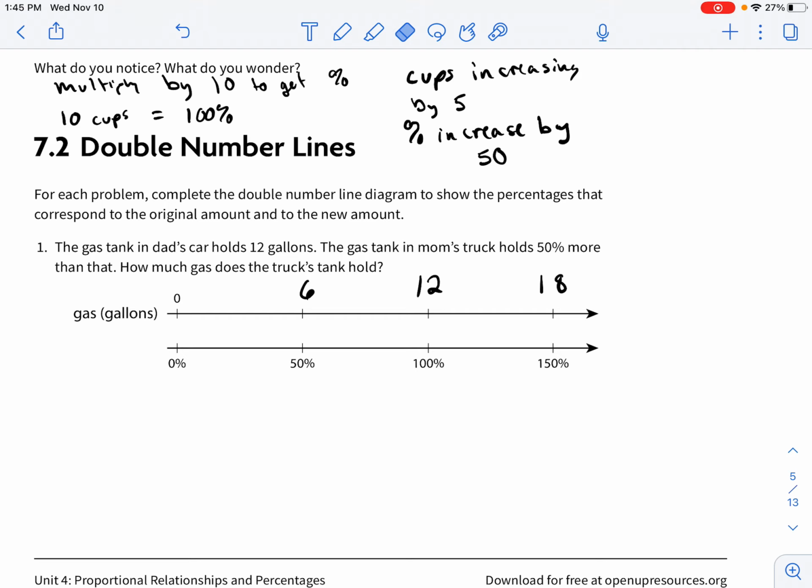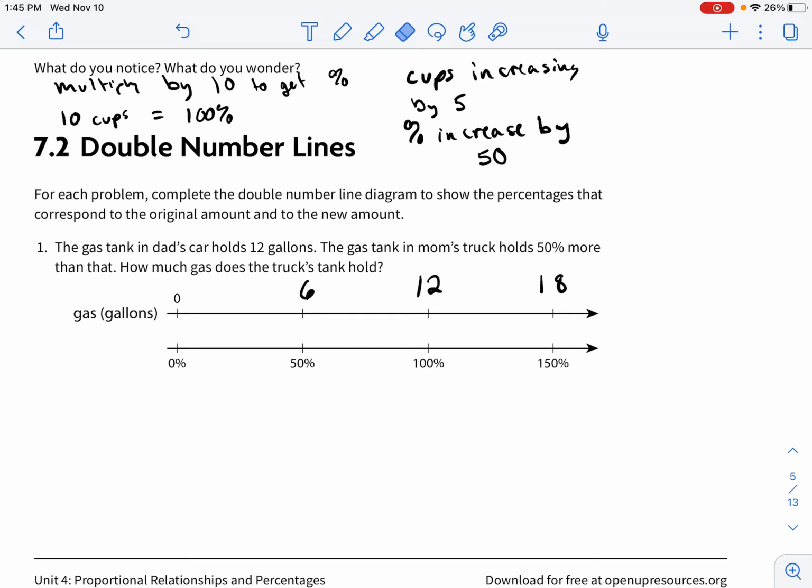So 100% was what Dad had in his car. That was 12 gallons. Well, 12 gallons, 50% is just half of 12, so that'd be 6. If we move 6 this way to get 6, we're going to add 6 the other way to show increase. So 12 plus 6 is 18. This one is pretty easy because of how it's broken up into percents at the bottom.